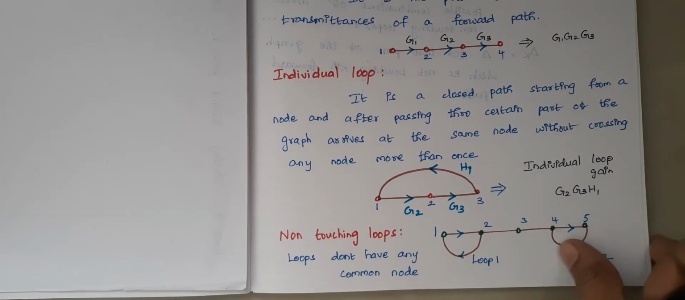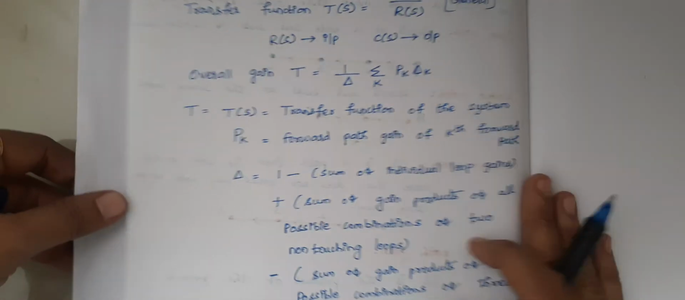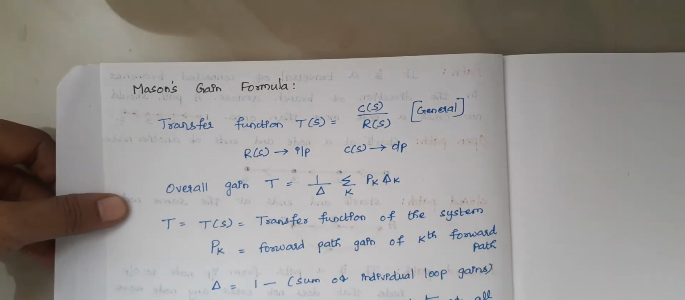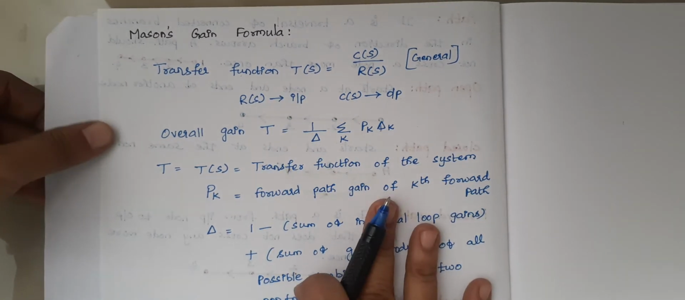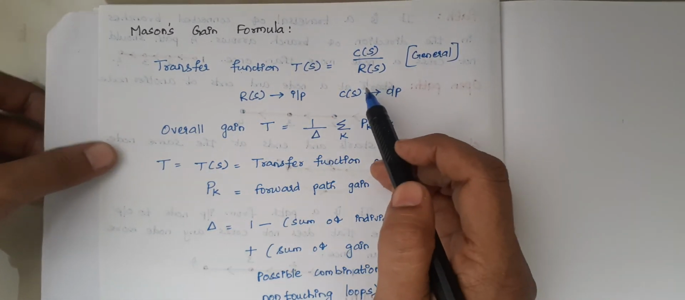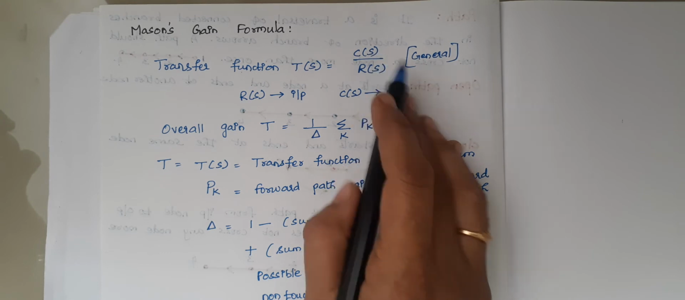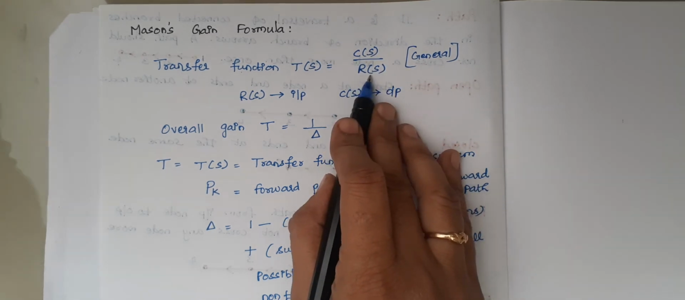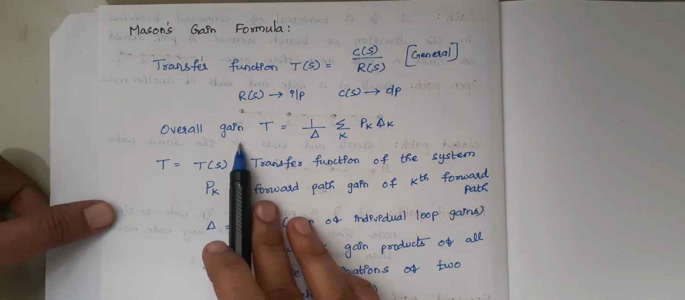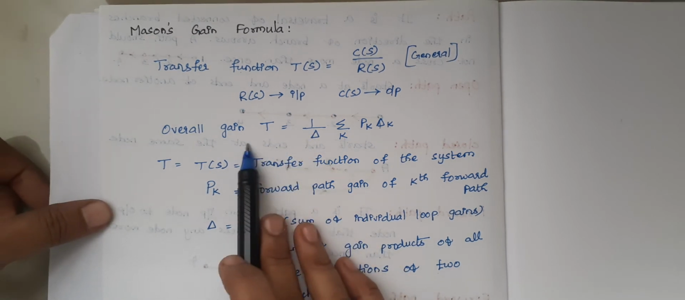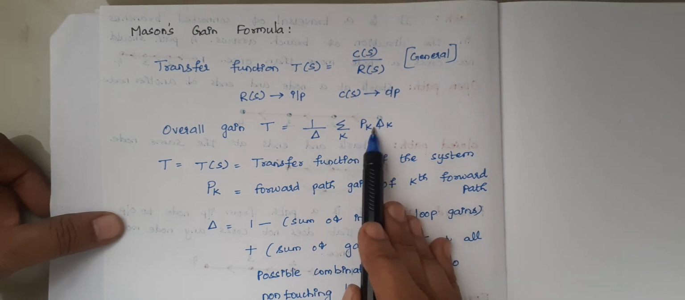And the next one is the most important topic, that is Mason's gain formula. So here when you look at Mason's gain formula, this is similar to your transfer function. So how do we write the transfer function generally? It is nothing but the Laplace transform of output to the Laplace transform of input. So generally output is denoted as C of S and input is denoted as R of S. Right, this is a general formula. But when you come to a signal flow graph, the overall gain is nothing but the transfer function, right? So it is given as 1 by del, summation of k, Pk into del k.